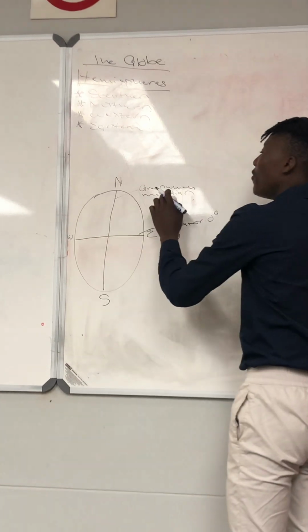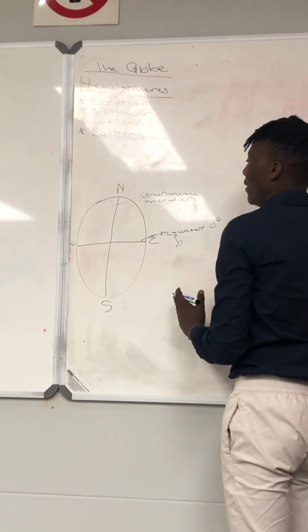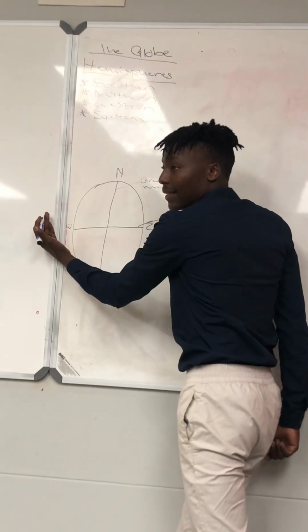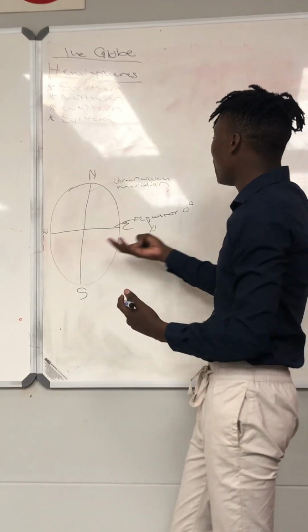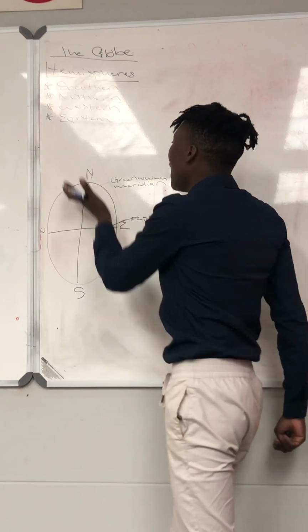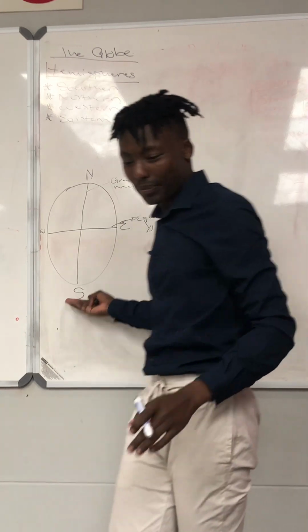What is the use of a Greenwich meridian? Is to divide the eastern side and the western side. And what is the use of the equator? Is to divide or is to separate the northern side and the southern side.